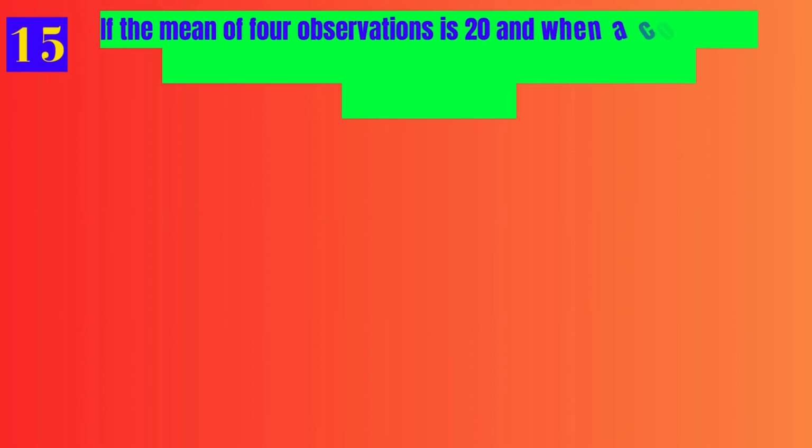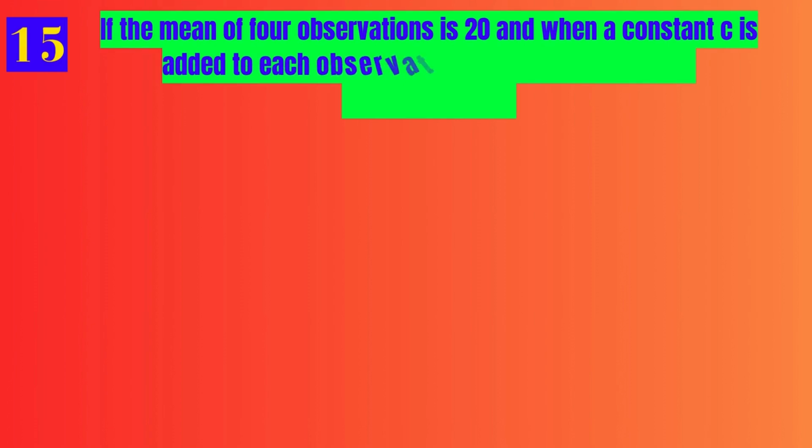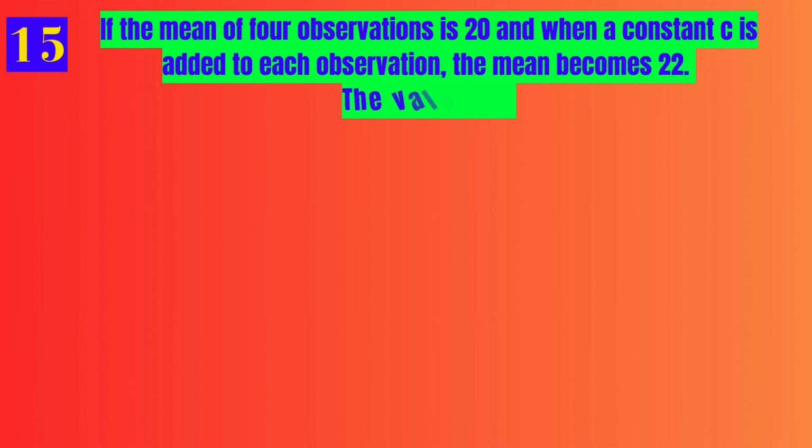If the mean of 4 observations is 20 and when a constant c is added to each observation, the mean becomes 22. The value of c is. The options are -2, 2, 4, 6.